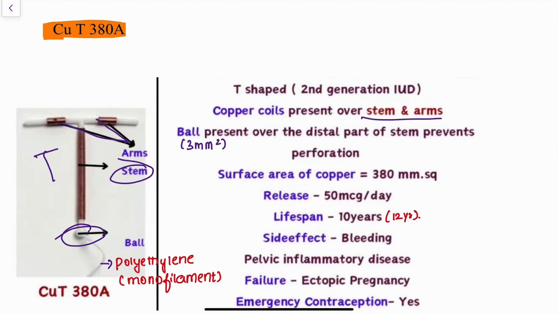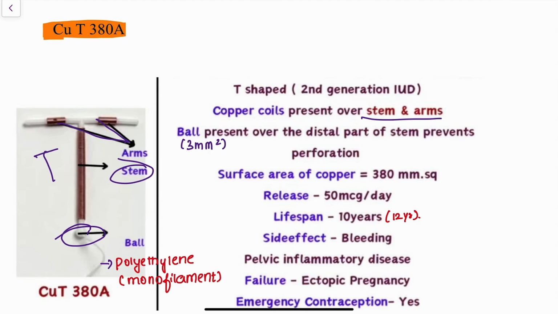And over the distal portion of the stem, you can see a ball. The surface area of this ball is around 3 mm square. The major use of this ball in this copper T is to prevent uterine perforation. Once this copper T is put inside the uterine cavity, this ball is going to act as a grip and prevent the uterine perforation, right? And the total surface area of copper present in copper T is around 380 mm square.